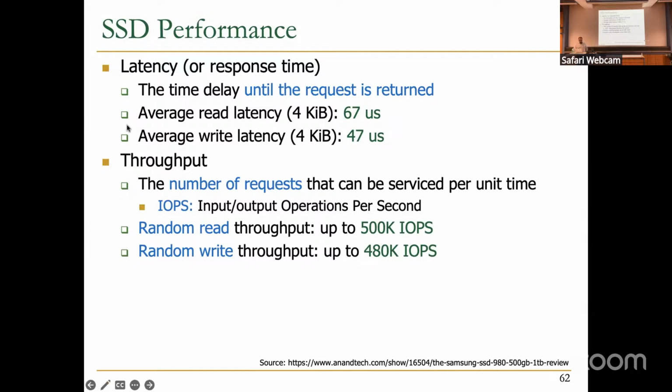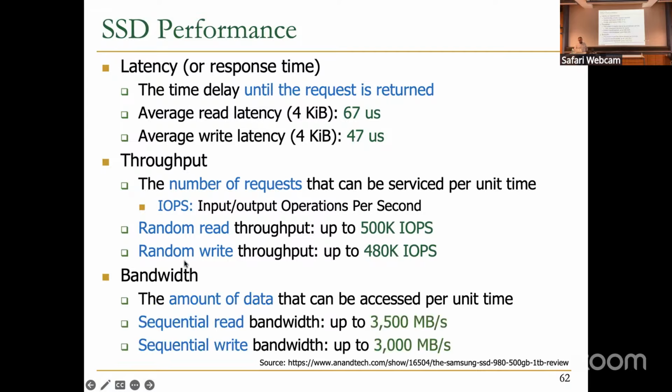And people also report throughput as another metric, reported as the number of requests that can be serviced per unit of time. They usually call it IOPS. You might have already heard about IOPS, the number of IO operations per second, so input output operations per second. It is very much used when you want to report the performance for random read and write. So for random read throughput, an SSD can, for example, provide up to 500,000 IOPS. Again, this is for this specific SSD, Samsung SSD 980. And random write throughput is up to 480K IOPS, for example.